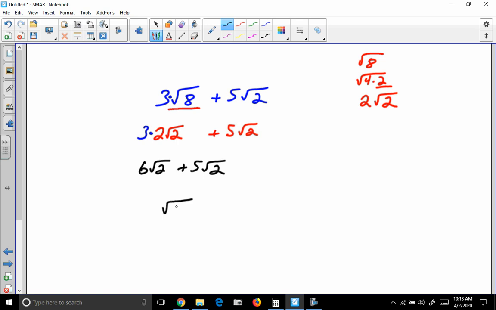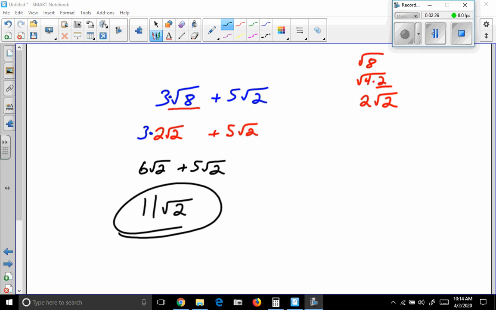Both of these are square roots of 2. So if we want to know how many square roots of 2, add the coefficients. We have 6, and that gives us 5 more. 6 plus 5 is 11 of those. So that's how we add.